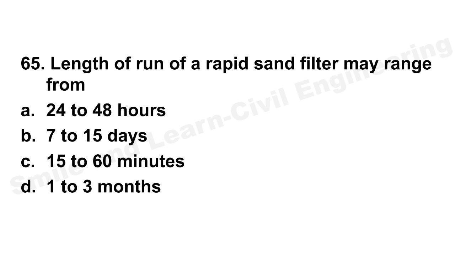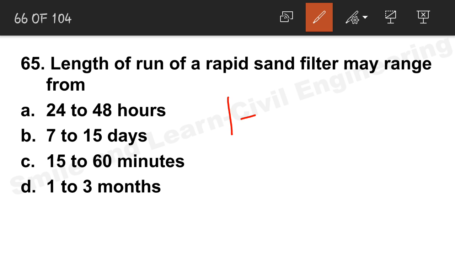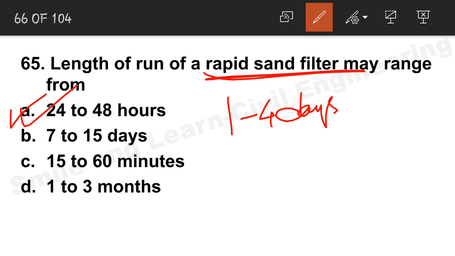Question number 65. Length of run of a rapid sand filter. Alright. So for a rapid sand filter the length of run is actually 1 to 4 days. Here it isn't given, so option A, 24 to 48, since it is a rapid sand filter.